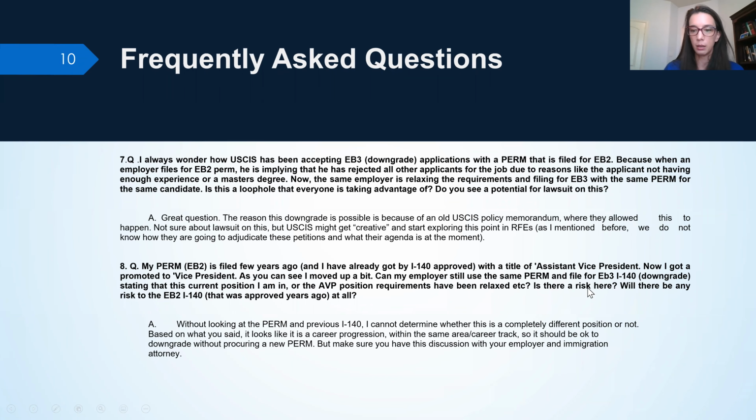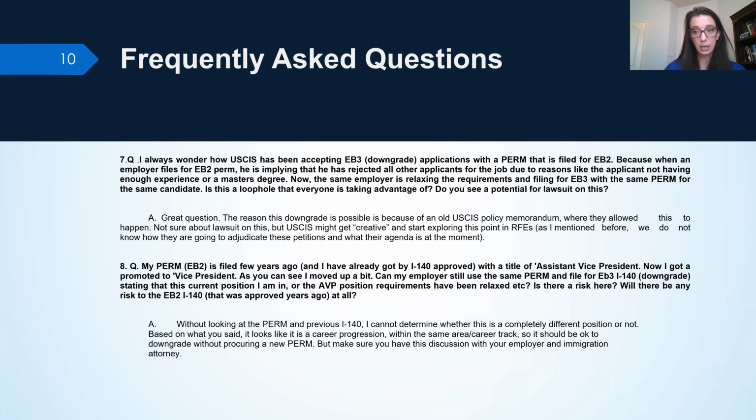Will there be any risk to the I-140? As I mentioned, if for whatever reason the EB3 downgrade I-140 gets denied, that will not affect the EB2 I-140. So that should stay intact.